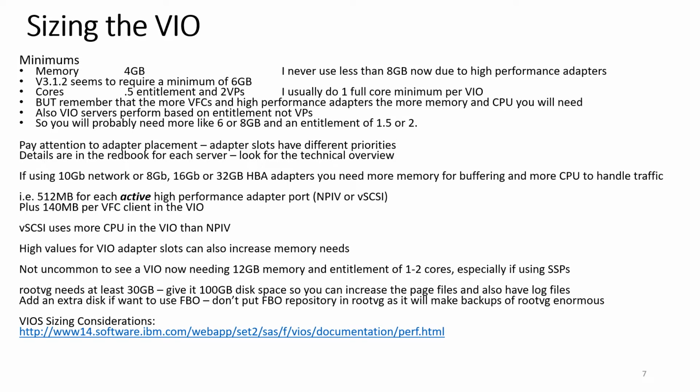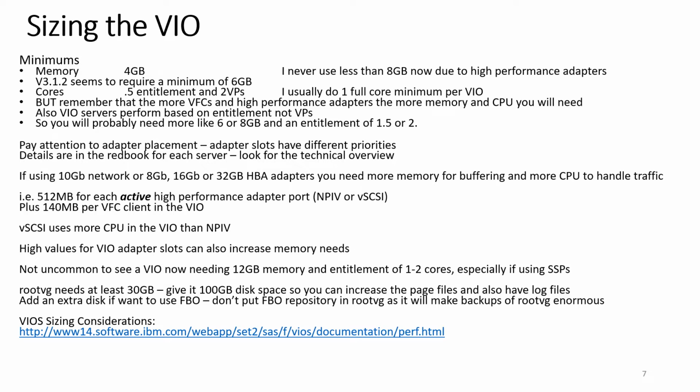Your VIO server is going to need at least 4 gigabytes of memory, but I have noticed that version 3.1.2, it seems to require at least 6 gigabytes and wouldn't boot with less. I never ever allocate less than 8 gig, and nowadays, depending on the number of high-performance adapters, it could be anywhere up to 12 gig. In terms of cores, you're looking at least a half a core entitlement and 2 virtual processors, and it may be more than that per VIO depending on how many client LPARs and how many physical adapters, etc. that you're going to have to manage.